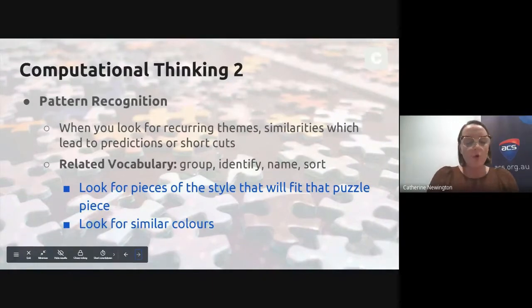Just like I said before, if you're working on a puzzle and you're looking for a particular colour, that's then the pattern recognition that you're going to be looking for. It may also be a style of puzzle that you're looking to fit the rest of the puzzle together with as well.